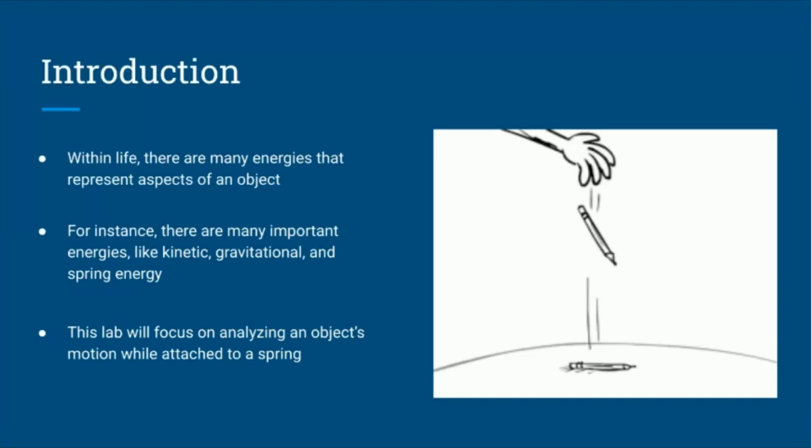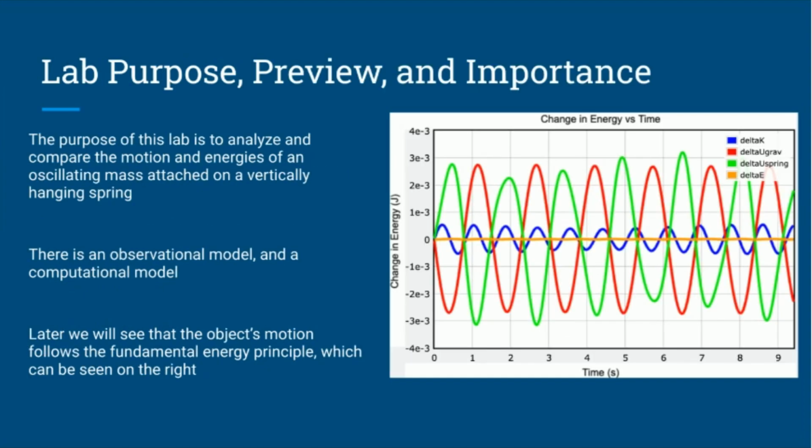Before we get directly into the lab, I think it's important to understand what the lab is precisely covering, which is energy. In real life, objects have many energies associated with them, like kinetic energy, spring potential energy, and gravitational energy. In this lab, we will be focusing on analyzing the energies and motion of an object while attached to a spring. More specifically, this lab will be focused on analyzing and comparing the motion and energies of an oscillating mass attached to a vertically hanging spring, and there will be an observational and computational model that will try to represent the motion of the object.